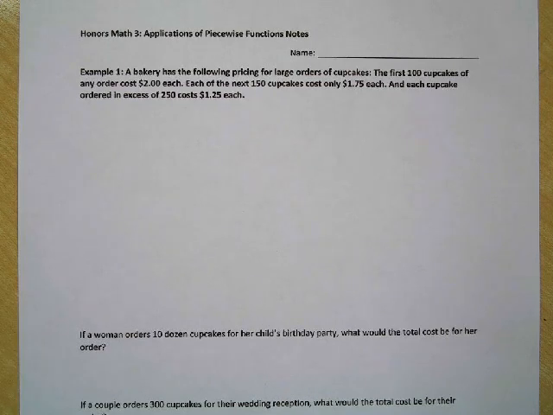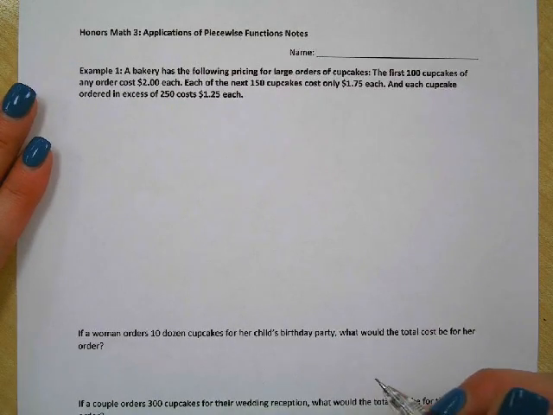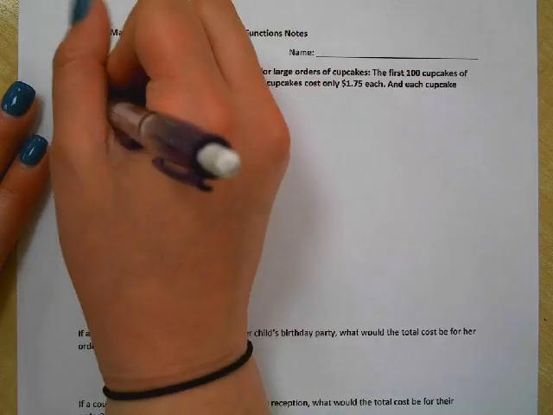So first, we have a bakery that has the following pricing for large orders of cupcakes. The first 100 cupcakes of any order will cost $2 each. The next 150 cupcakes will be $1.75 each, and then each cupcake ordered that's more than 250 cupcakes will cost $1.25 each.